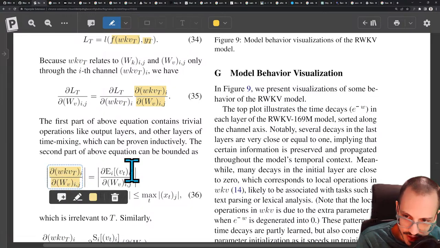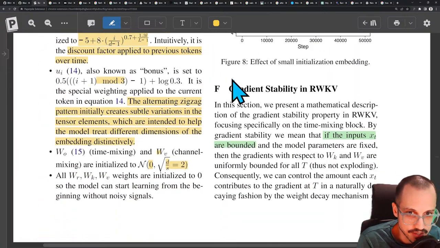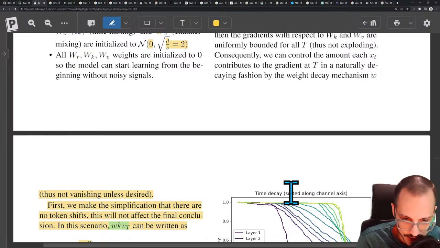This partial derivative is the partial derivative of this expected value, which is equivalent to this. Or no, it's not even equivalent to that. What they're saying is that it can be bounded. So they say, okay, we know that this expected value is at maximum going to be this. Therefore, it's bounded, which means I think the whole reason they're doing this is to provide a theoretical proof for the gradient stability, right? They want to basically guarantee that you're not going to have exploding gradients or vanishing gradients.